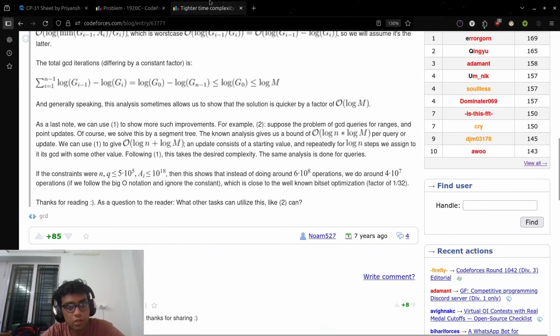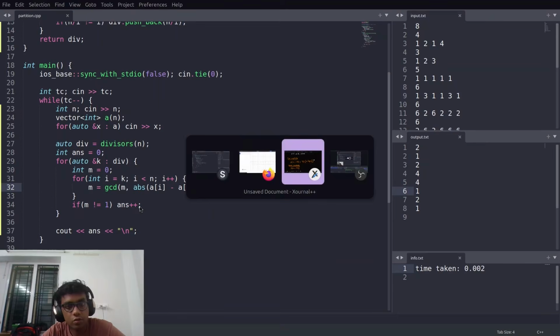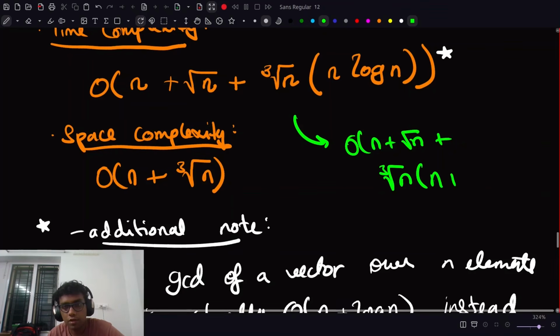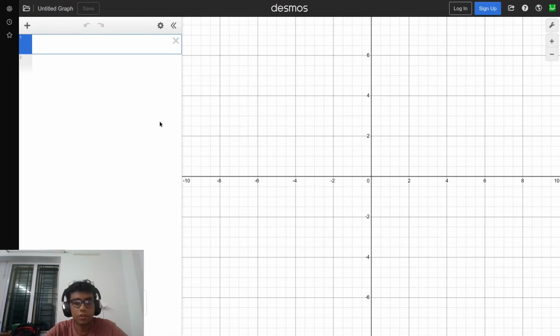Let's go to Desmos, because the calculator on Desmos is pretty nice, and we will plug in the equation we found for time complexity, which is the corrected equation: big O of n plus root n plus cube root of n times n plus log n. If you simplify this by only keeping the dominant terms, you can simply write it as big O of n cube root of n. Although for our Desmos calculation we'll keep all the terms.